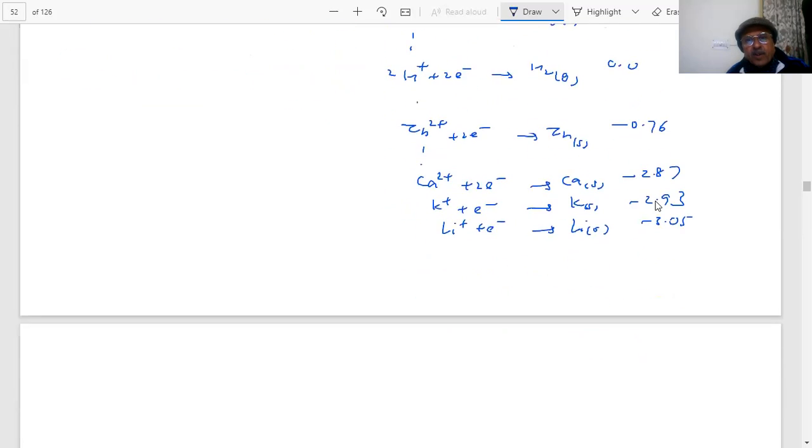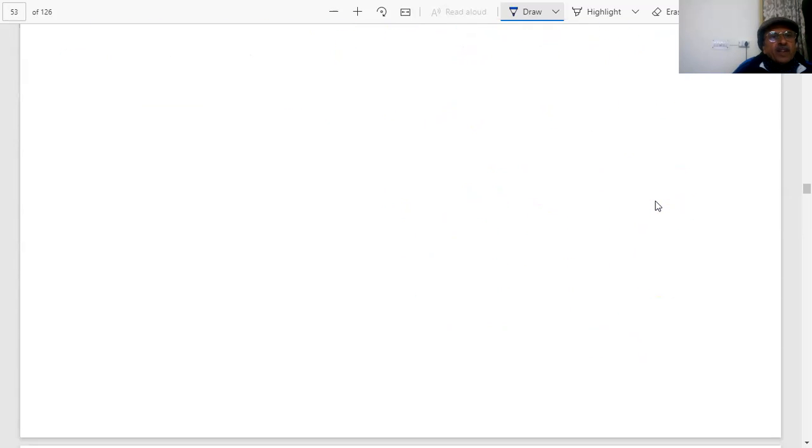Then the next part, which is important, students, where questions are coming, is the Nernst equation. What is the Nernst equation, students? If we want to determine the value of the electrode potential of a half cell or any cell at any given concentration, then how will we do it? Because the standard values are calculated at 1 molar concentration, 298 Kelvin and 1 atm. If I change the conditions, students, then how will we calculate the value of the electrode potential at any concentration?